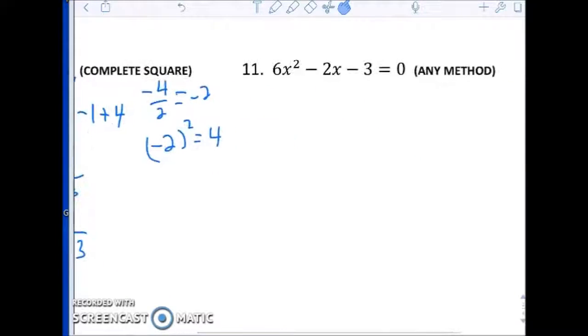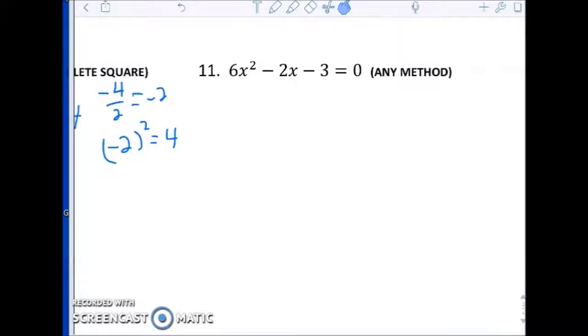Okay, number 11 is solve by any method. So part of choosing a method is knowing which method you do best. I factor. I enjoy factoring, or I do it well. So I'm going to look at the master product. 6 times negative 3 is negative 18. Are there factors of negative 18 that add or subtract to be negative 2? And the answer is no.